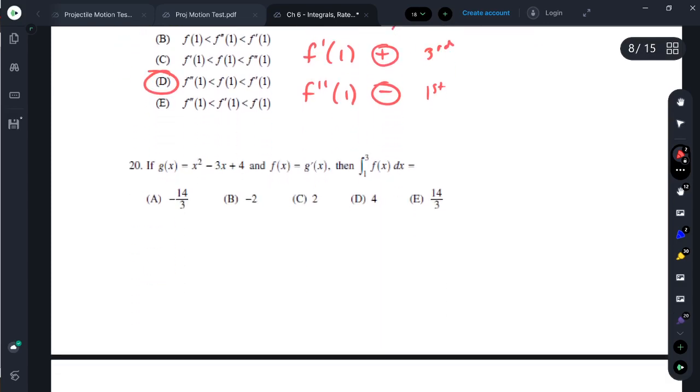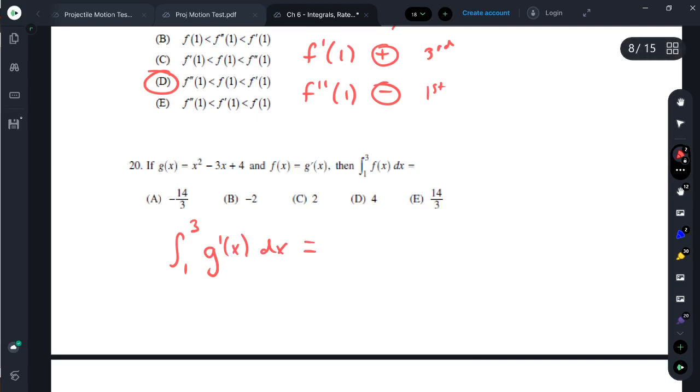All right, next up we have a basic integral question. They give us g of x. They want us to find the integral of f of x. And we know that f of x is equal to g prime of x. So basically they're saying the integral from 1 to 3 of, instead of f, I can put g prime of x dx. Now you could take the derivative and then take the integral, but you'd just be undoing yourself.